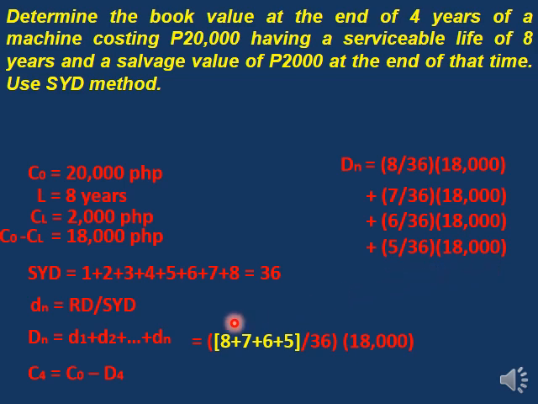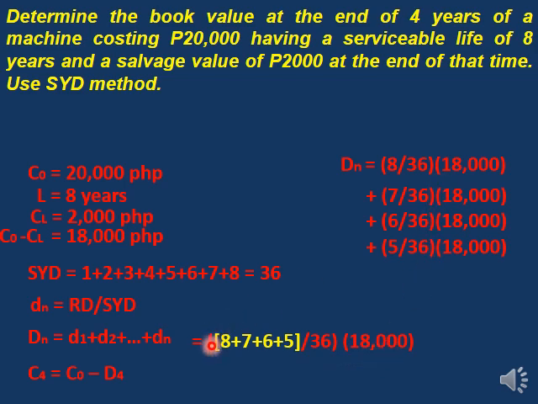Here we have written 8 plus 7 plus 6 plus 5 because this expression has a common factor of 36 and 18,000. So we move 8, 7, 6 and 5 out of the expression. So that's why we have here 8765. That is if you want to have a simpler computation. So all divided by 36 times 18,000. So these two are equivalent.